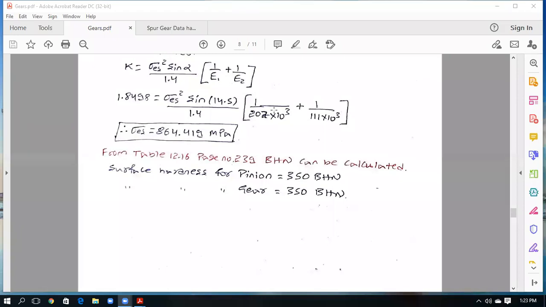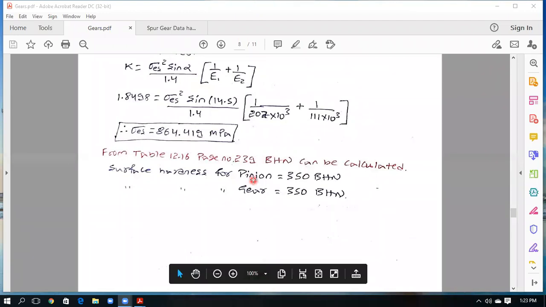Vishal, roll number 111. Do you have any doubts? Sir, that last step once again. Okay, this surface hardness. Yes, sir.